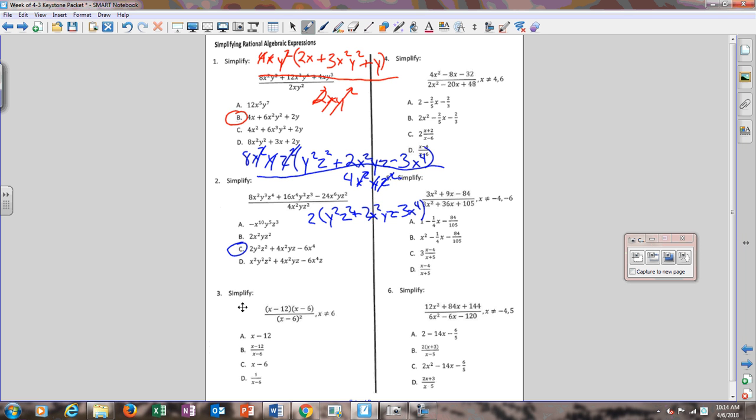Number 3, it says simplify. Now, this is a hint for any one of your questions. When it says x is not equal to 6, you know that's one of the factors on the bottom. So it's going to be a little more pertinent in the next question. This x minus 6 will cancel with one of those. You're left with x minus 12 over x minus 6.